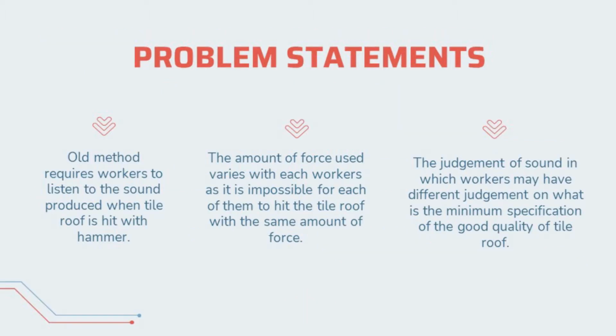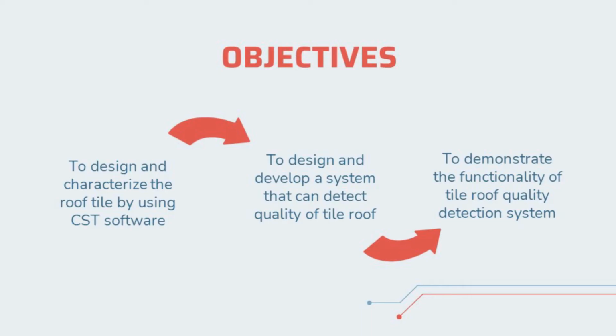Next, the problem statement of the project. Tile roof quality check is still being done by using an old trick, that is by listening to the sound produced when tile roofs are hit with a hammer. This old method requires workers to listen to the sound produced. The amount of force used varies with each worker, as it is impossible for each of them to hit the tile roof with the same amount of force. The judgment of sound also varies, as workers may have different judgments on what is the minimum specification of a good quality tile roof.